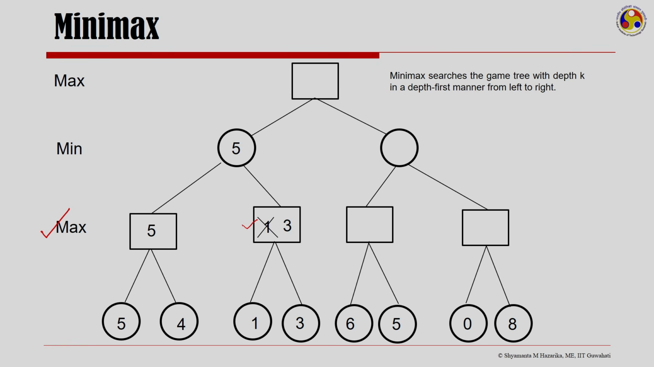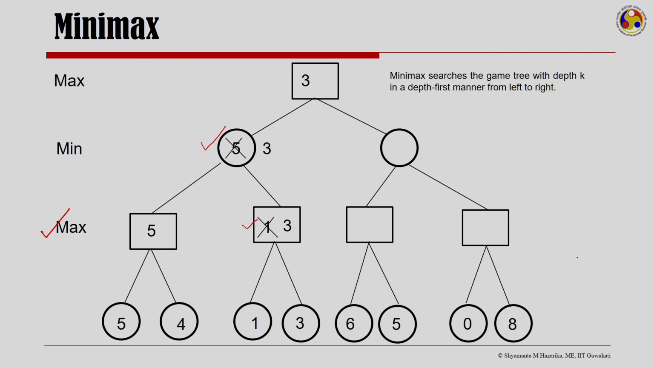This is again interesting to note because this is a Min level now and I have 5 there, whereas the backed up value is 3 and Min would prefer 3 rather than 5. So 5 is overwritten and 3 is kept. And finally 3 is backed up to the root of the tree. This is how the left subtree is completed.